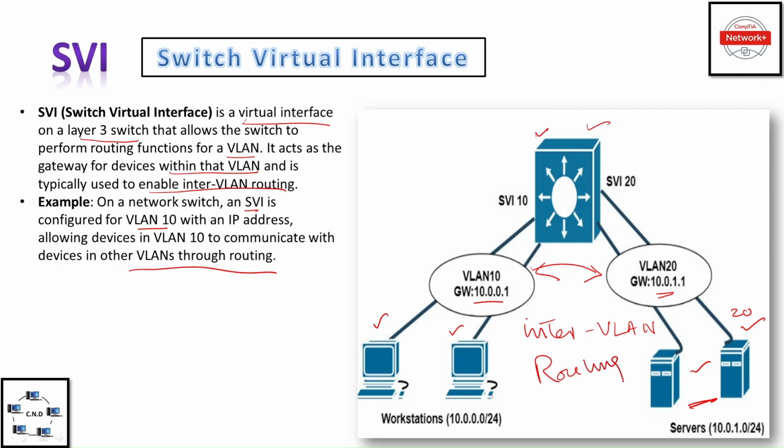We have different VLANs, but we can communicate between different VLANs through inter-VLAN routing, made possible by the SVIs, and this switch is basically a layer 3 switch. In theory, we always study that a switch is a layer 2 device, but practically, modern-day switches are layer 3, meaning that they have the capability of layer 3 routing.